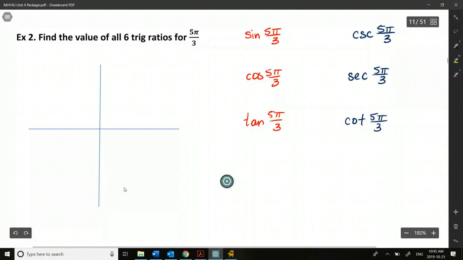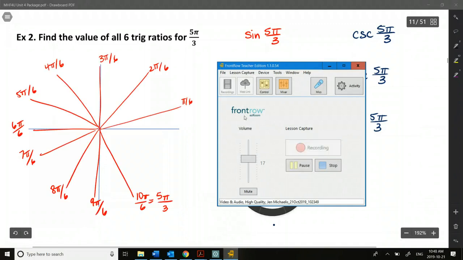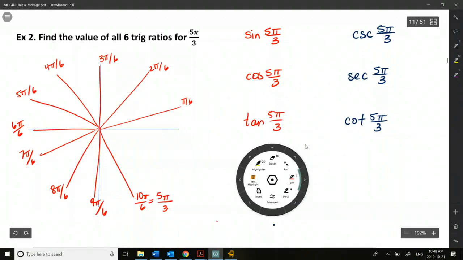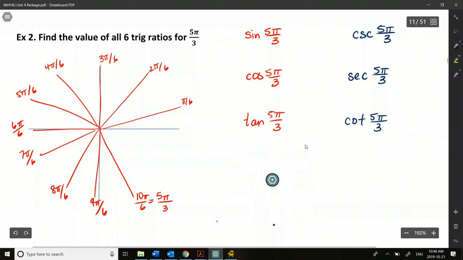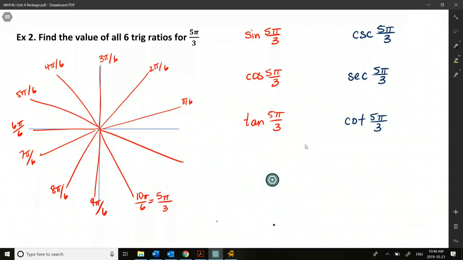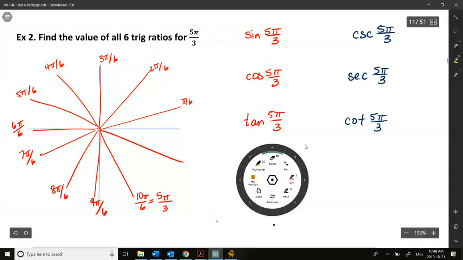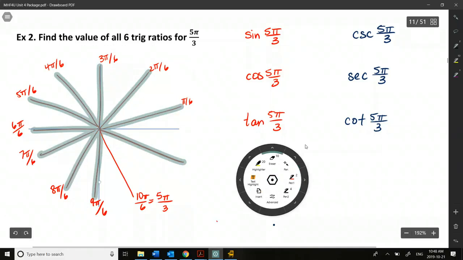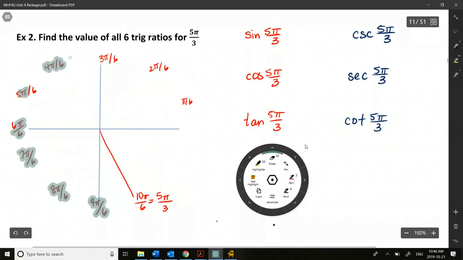Okay, if I'm working with 5 pi over 3, think of it as 10 pi over 6. So you're splitting your top quadrant into 6 equal slices and your bottom into 6 equal slices, and count up until you get to 10 pi over 6. Okay, so I've divided everything into 6 equal slices here, the top and the bottom, and I've counted up all the way to 10 pi over 6, which we can see reduces to 5 pi over 3.